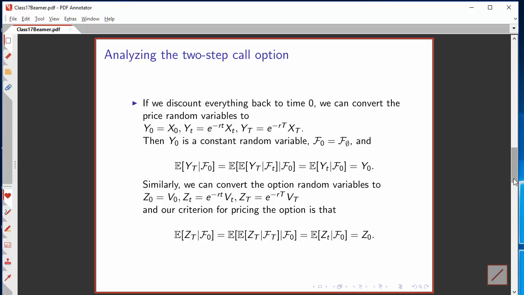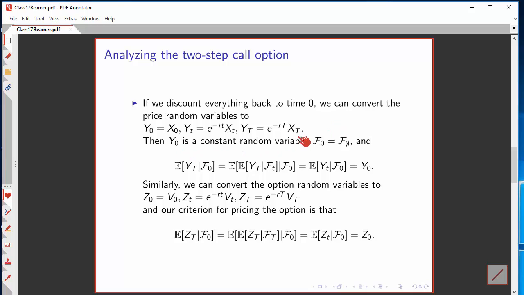Now let's go back to call options. For the sake of concreteness, let's convert all monetary values back to time 0. So the price random variables can be Y0, which is the same thing as X0, Y sub t, which is the value at time 0 of the random variable that gives the value at time t, and something very similar for capital T.